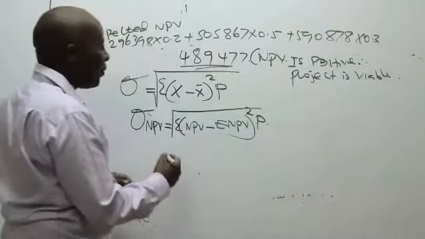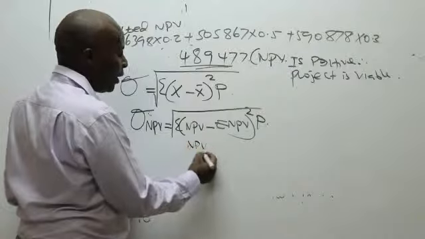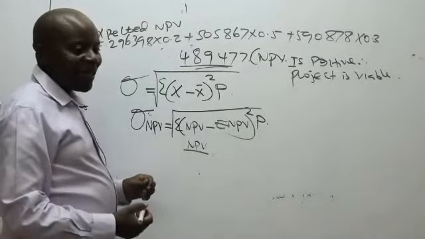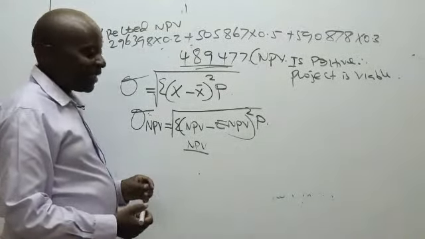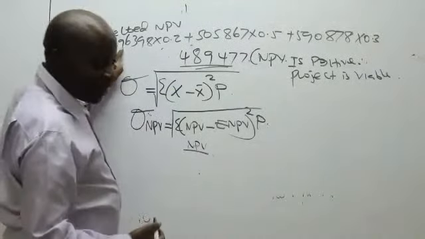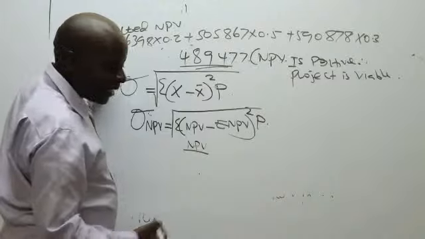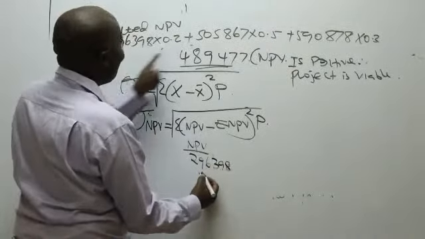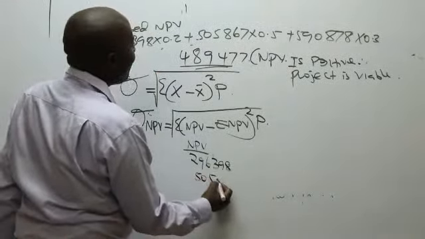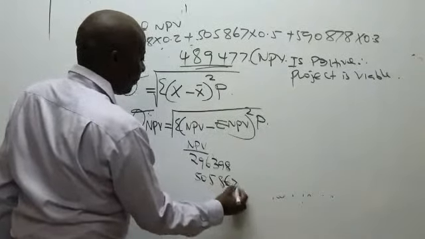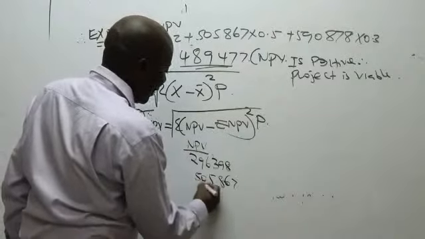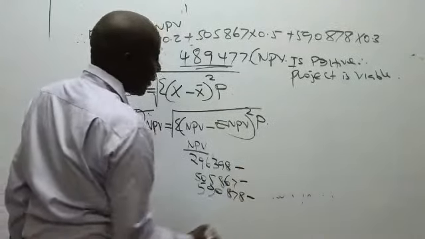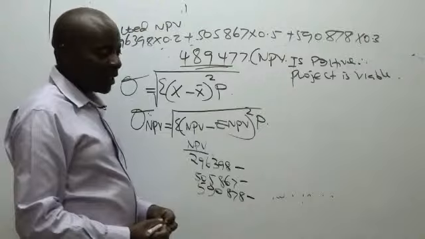Let me remind you, what were our net present values? The first was 296,398. The second was 505,867. The last was 590,878. Then you subtract. Is there anybody who is able to see the expected net present value?